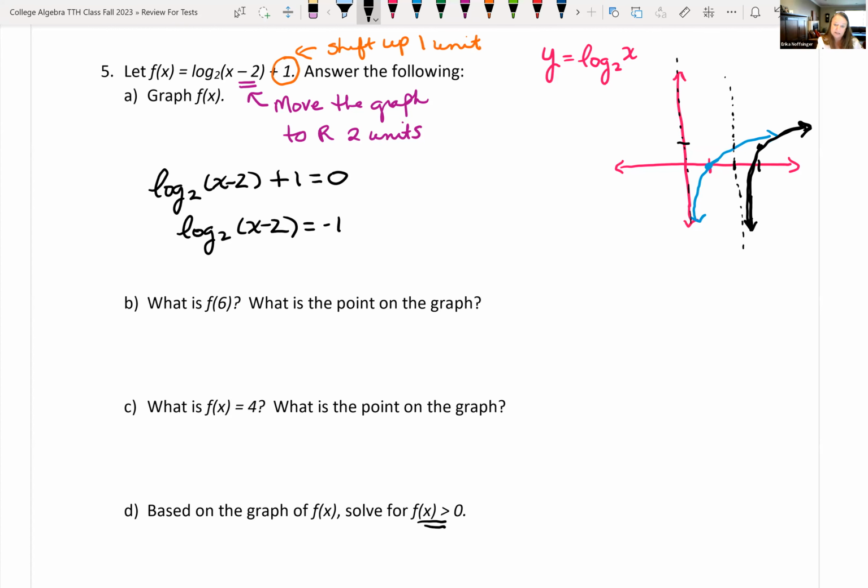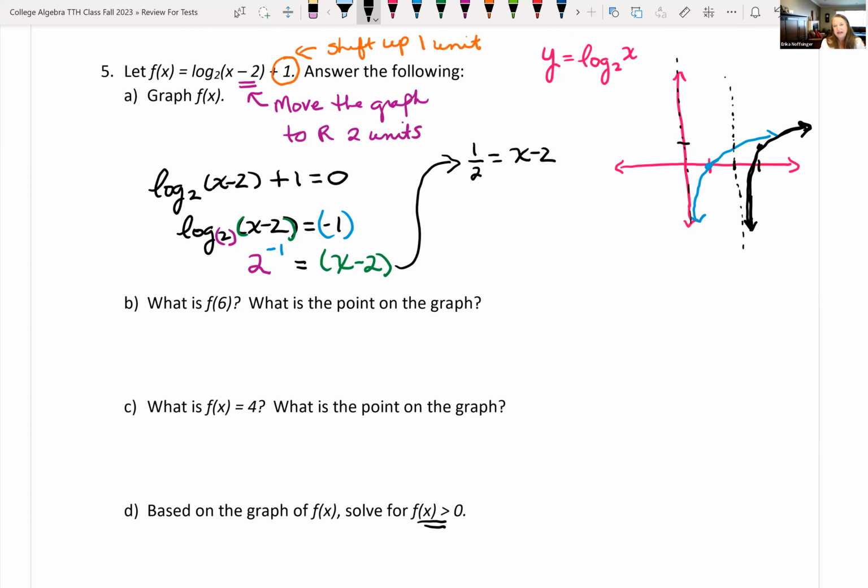Let's rewrite this in exponential form. Our exponential form is going to be, our base is 2. Raise it to what's on the other side, -1, is equal to this argument here, x minus 2. Well, 2 raised to the negative 1 power, we can make that exponent positive by bringing it down to the denominator. I get 1 over 2 is equal to x minus 2.